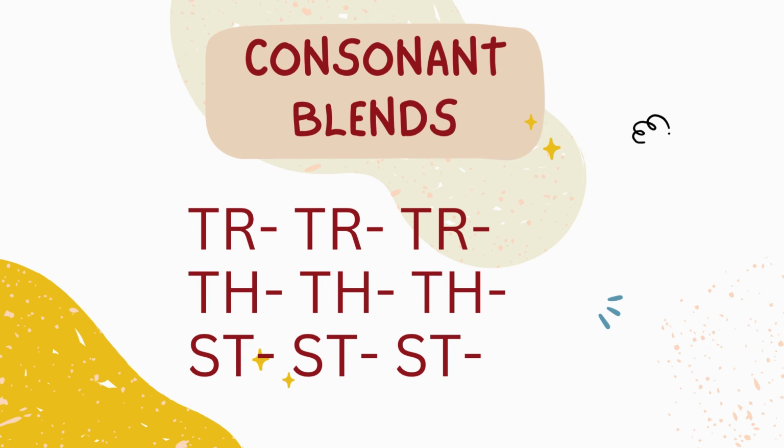Okay, we have other consonant blends. We have TR, TH, and ST. So let's try to practice these consonant blends. These are initial letters, okay? Initial TR, initial TR, initial TH, initial TH. Always remember to go back to your home position right after writing the letters. Initial ST, initial ST.